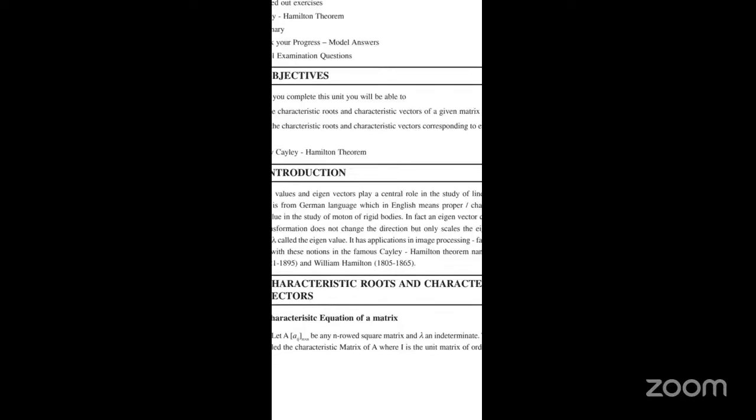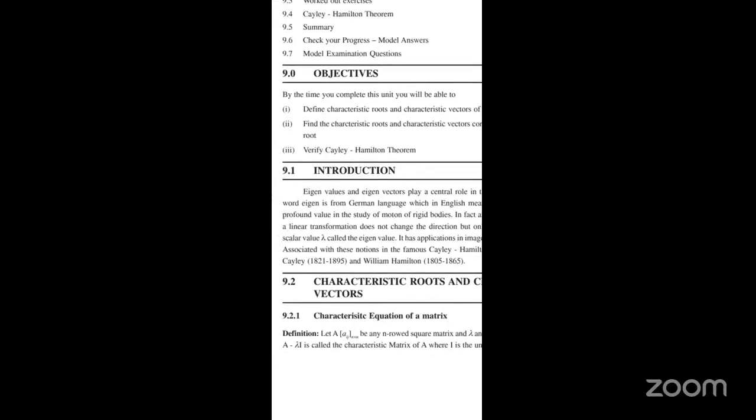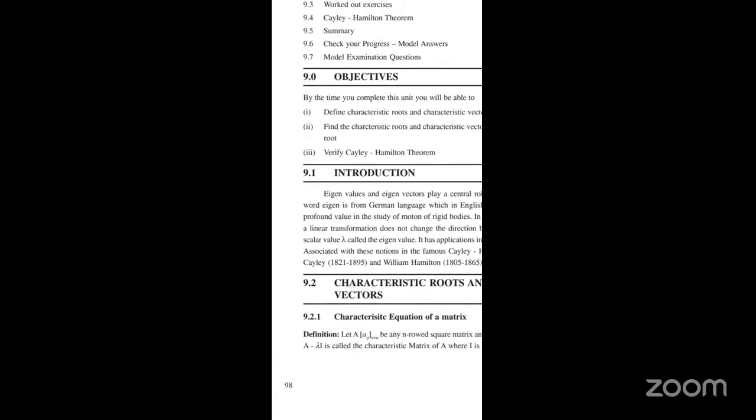Okay. Now just have to see this one. Characteristic equation of a matrix. Now here lambda is represented as the characteristic root or eigen root or latent root or proper root. Now in the examination, find the characteristic roots for the given matrix A, either a 2 by 2 matrix or a 3 by 3 matrix. Okay. Now next one.